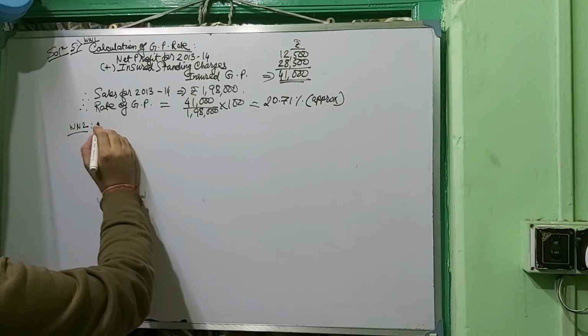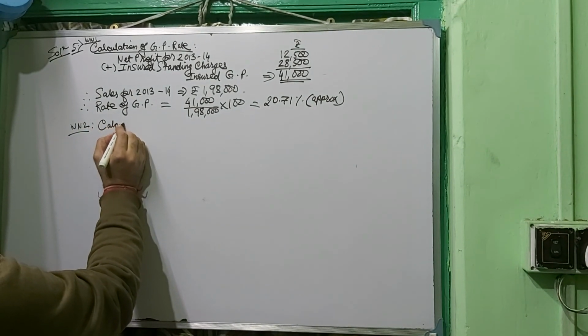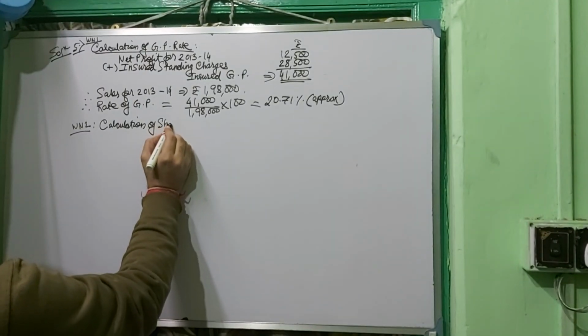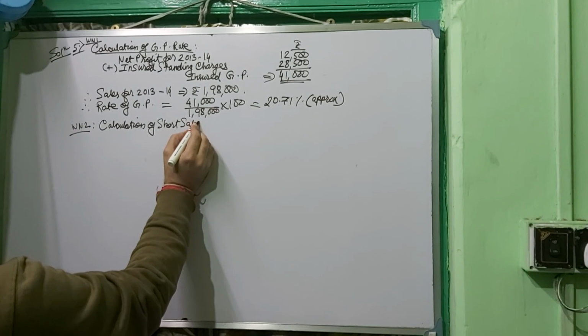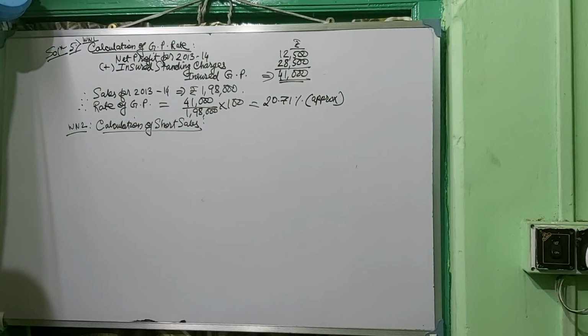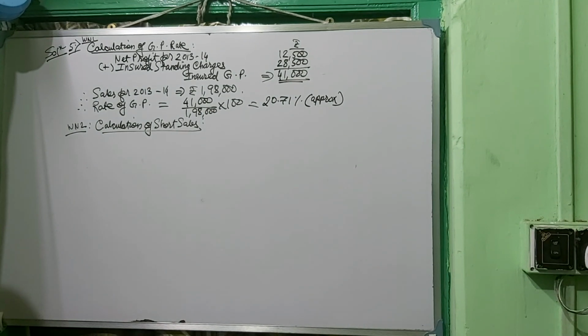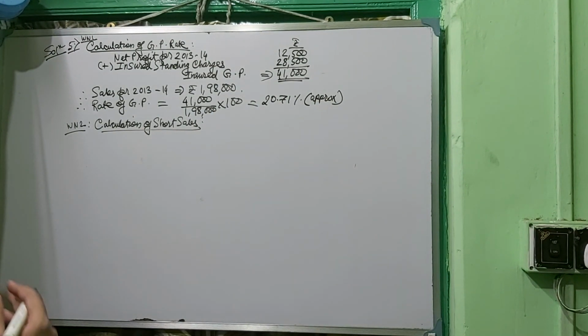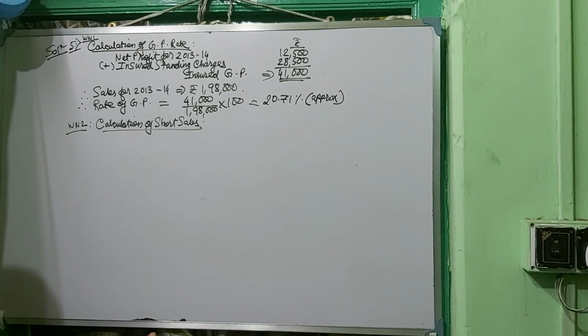The next step is the calculation of short sales. I am doing it in working note number 2, which is the calculation of short sales. How can you calculate the short sales? We know that short sales can be calculated as standard turnover minus actual turnover. Over here, if there is any trend of increase in the turnover, you have to add that trend value. Otherwise, everything will be the same.